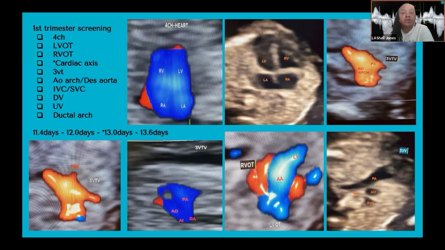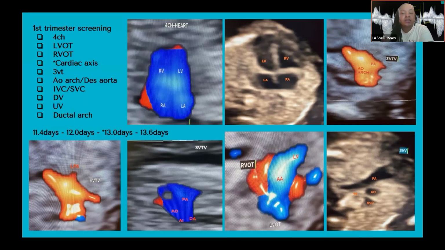So we acquire a 4-chamber view, LVOT, RVOT view. Cardiac axis is only done if we suspect that it is off axis. We do routinely see the 3-vessel trachea view, aortic arch, descending aorta, IVC, SVC. Ductus venosus we'll just do like a color picture. We don't assess it on every patient. And umbilical vein and ductal arch. Okay, so all of these are normal pictures.